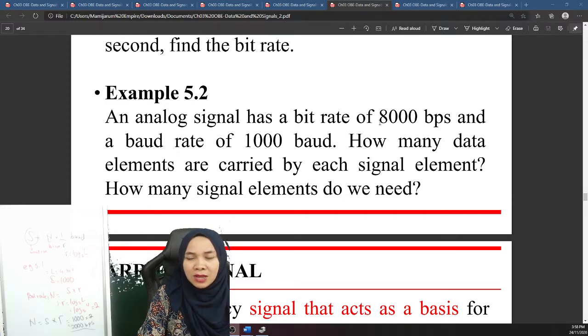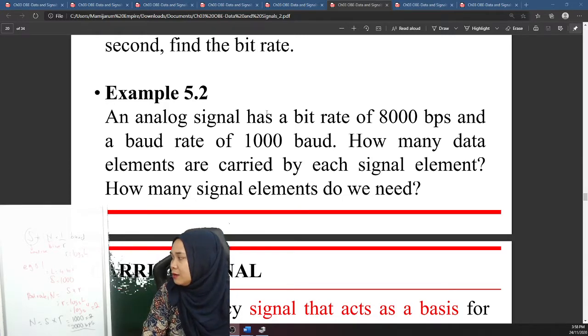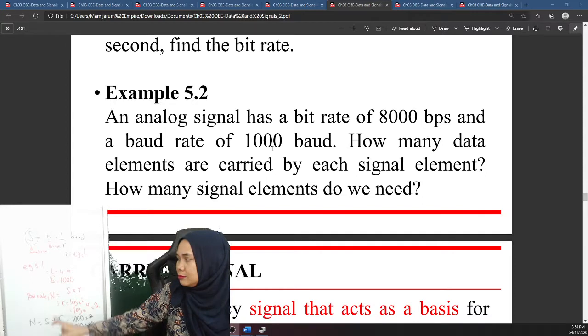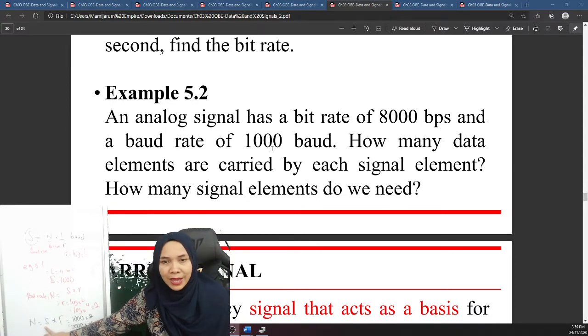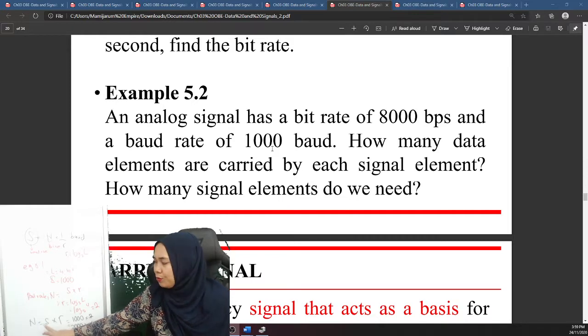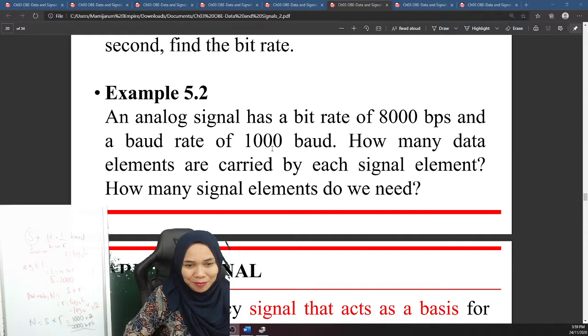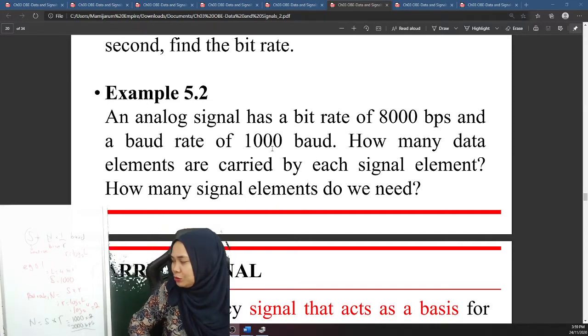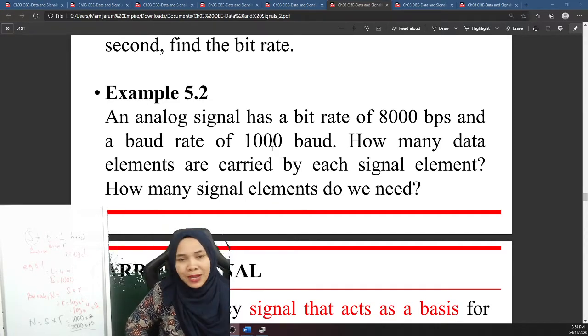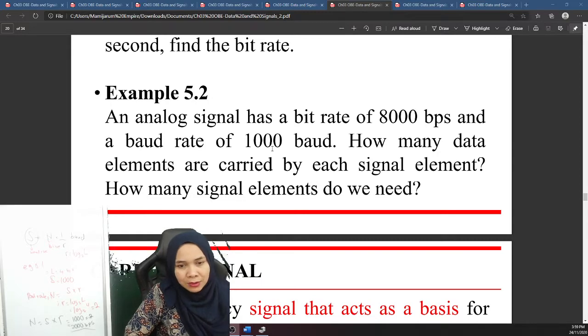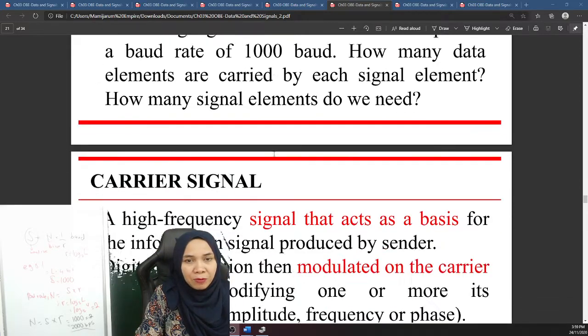Alright, so this one kita dah tahu value bagi S, kita tahu value bagi N, kita boleh dapatkan R. Alright, so R bersamaan dengan N divided by S. N kita dah 8000, bahagi dengan 1000 kita dapat 8. So R sama dengan 8. Alright, log 2 L berapa equal to 8? 2 kuasa berapa? 8. Alright, so that is the answer. Right, so itu adalah example 5.2.